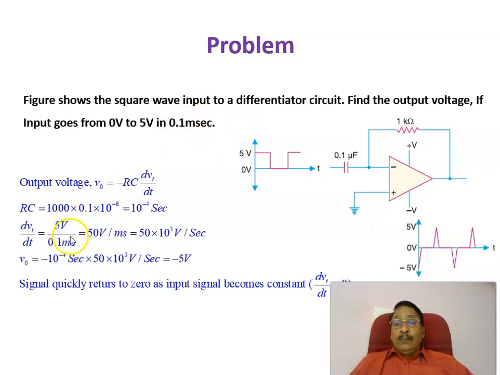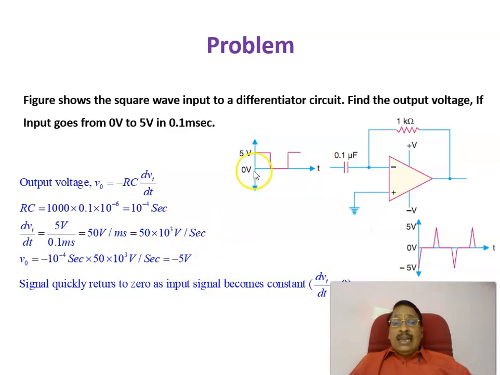Then you can calculate 5 divided by 0.1 milliseconds, or 50 volt per millisecond, or 50 into 10 raised to 3 volts per second. This much is the dVi by dt. Then RC you can calculate. What is the product of R, 1 kilo ohm, and C, 0.1 microfarad? You got RC and you also got dVi by dt. Then you can calculate the output voltage, which is equal to the product RC into dVi by dt, and you will be getting minus 5 volt.